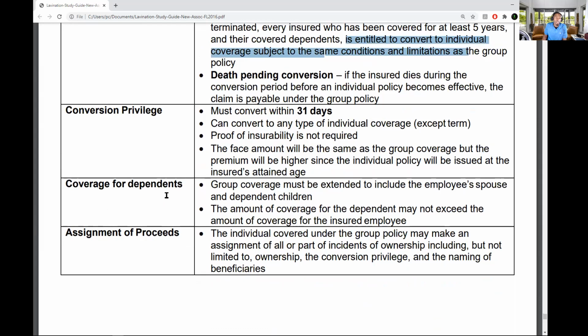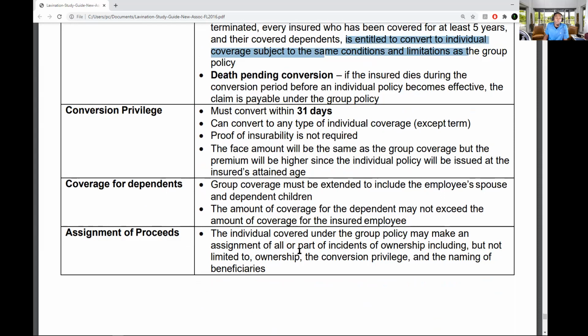Coverage of dependents. Group coverage must be extended to include the employee, spouse, and dependent children. So they can do that as well. The amount of coverage for the dependent may not exceed the amount of coverage of the insured employee. So if you cover $25,000 under the group, you cannot say, oh, my wife is going to get $50,000. That isn't going to happen. There's a real restriction on those things.